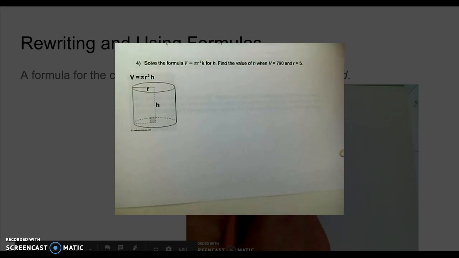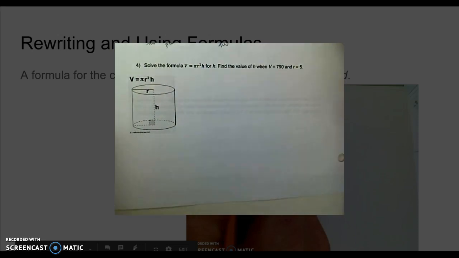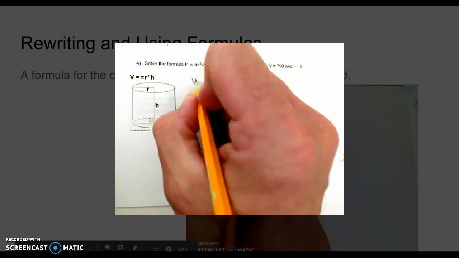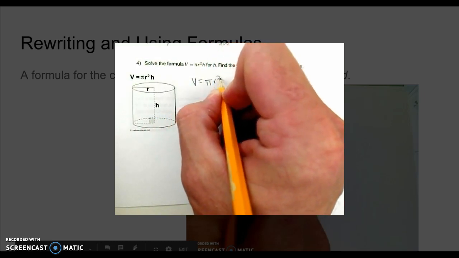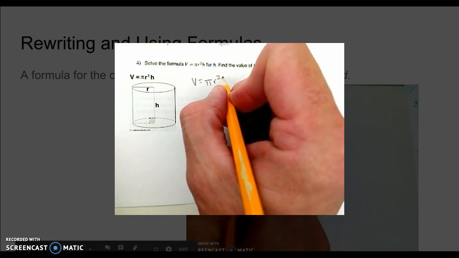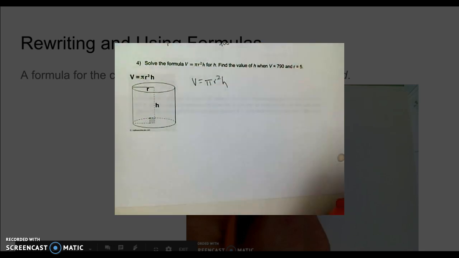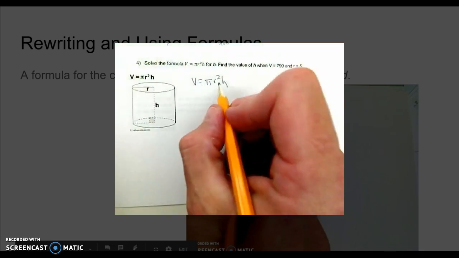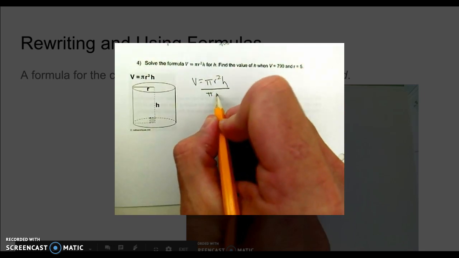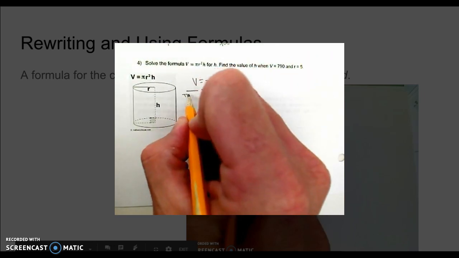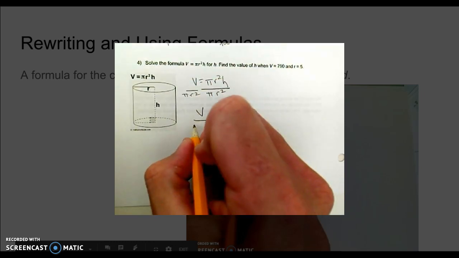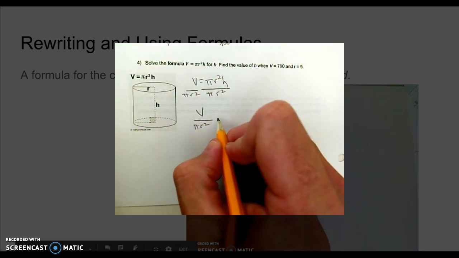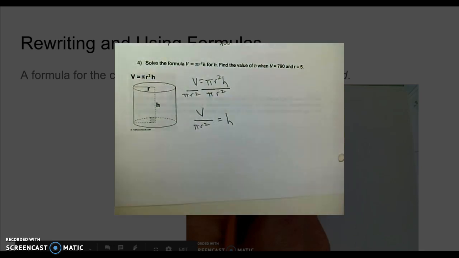Let's look at one more example. A cylinder. The formula of a cylinder for volume, pi times the radius squared times the height. So let's rearrange that one for h. And then let's use it to calculate a height when we have a known volume and radius. So solving for h means I need to divide by pi and the radius squared on both sides. So volume divided by radius squared times pi is equal to h.